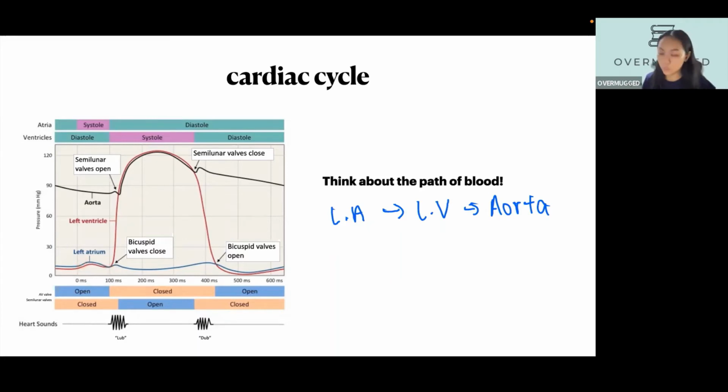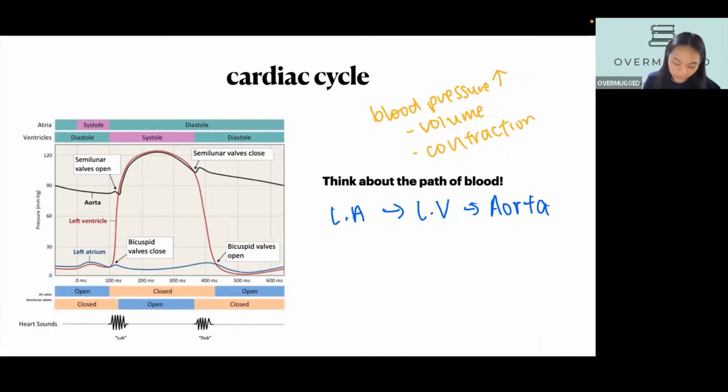From here, when will blood pressure go up? Blood pressure goes up for two reasons: volume of blood, and also contraction. So this small increase for the left atrium is because it contracted. But for the left ventricle, it's because the blood flows from the left atrium into the left ventricle. And then the left ventricle pressure spikes up.